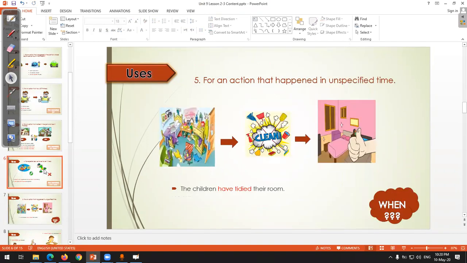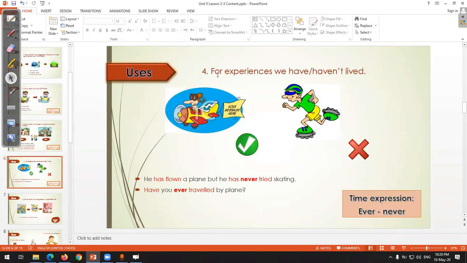Okay. We use it for experiences we have or haven't lived. He has flown a plane, but he has never tried skating. At one period of his life, he flew a plane, okay? But he never tried skating. He didn't skate on ice. Also, we use it in question form. Have you ever traveled by plane?